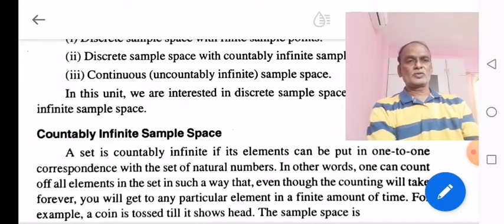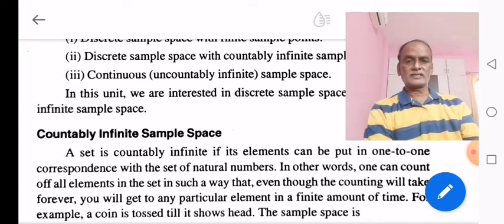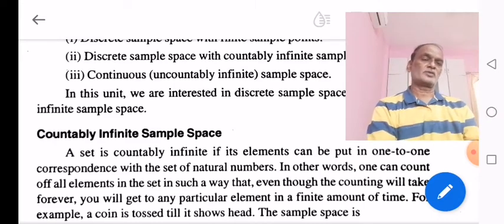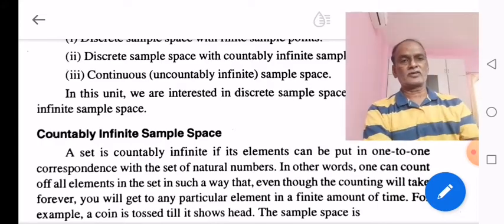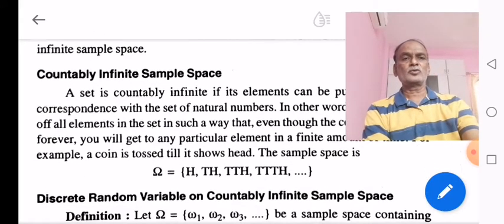So the exact number of sample points is known to us, but in a countably infinite sample space, we can put one-to-one correspondence with the set of natural numbers. So at which stage we have to stop, we don't know. For example, toss a coin until you get head for the first time. That means toss a coin, if you get head, you stop there. If you are not getting head, you toss one more time. So in the first toss you are getting tail, and in the second you are getting head, then you stop there. And you have to continue this procedure.